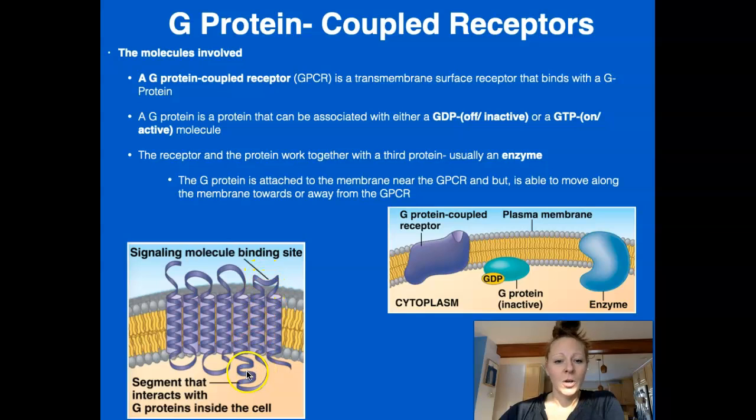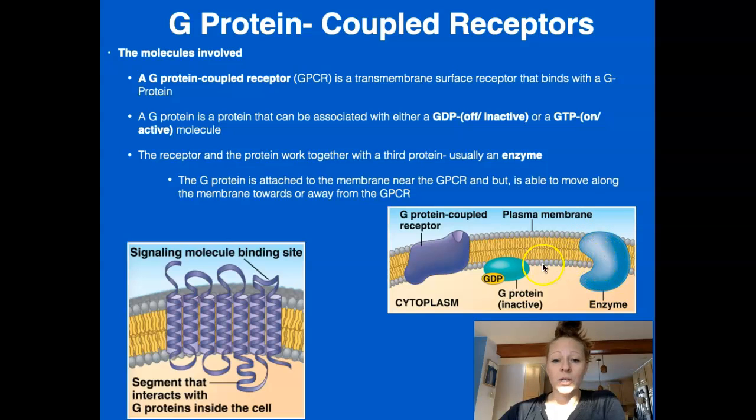And so here, if we look at this, here's our GPCR, and it's going to be coupled with a G protein. And here's our G protein. This G protein is going to be sort of lodged in the membrane near the GPCR. Know that there's an active and an inactive form of this G protein. When it's in use, it's activated, and when it's not being used, it's inactivated. These are going to work together with usually an enzyme. And so here is our enzyme.